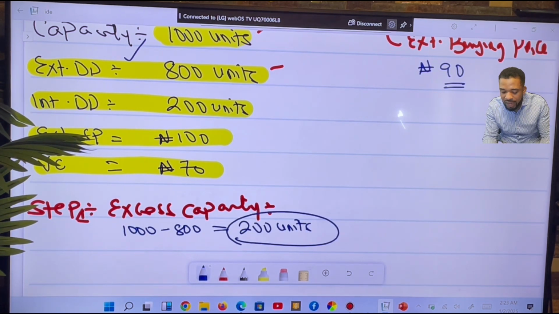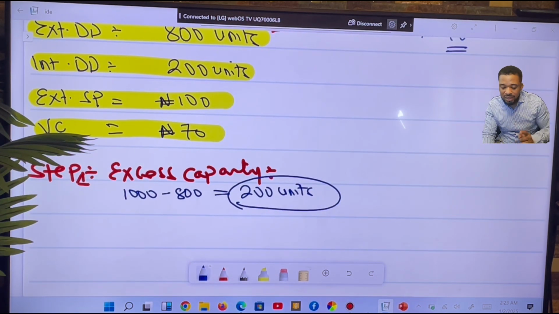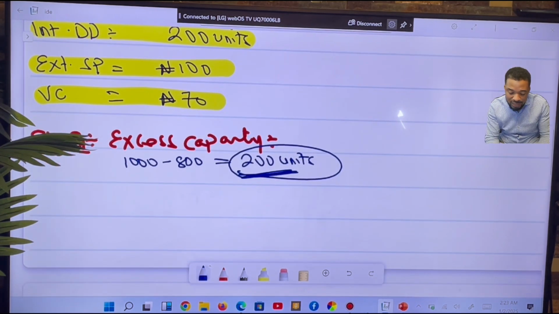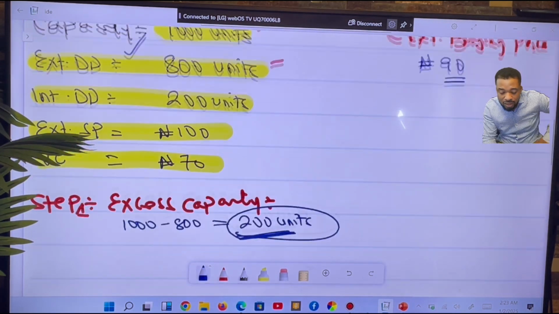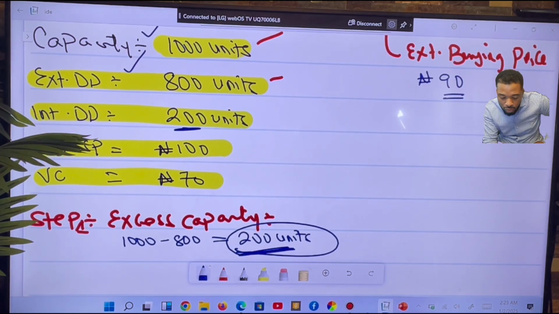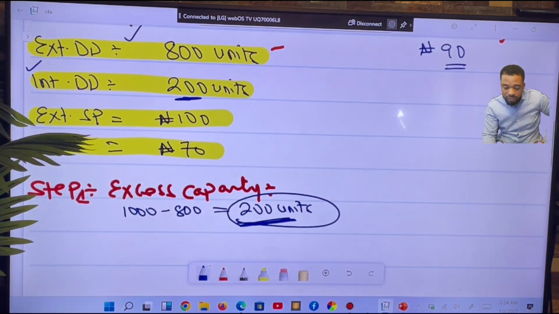Now, anytime you have excess, it simply means that this excess can only be sold at a variable cost, meaning that you can only recover the prime cost of making that product. So if that is the case here, it means the minimum price that this selling division will be willing to sell this 200. Now remember that this 200 is coming simply by deducting the external from 1,000, not necessarily how much internal is requesting. All right. So in this case, I don't want this video to be too long. So basically what I'm doing here is subtract this from this, and I have 200.